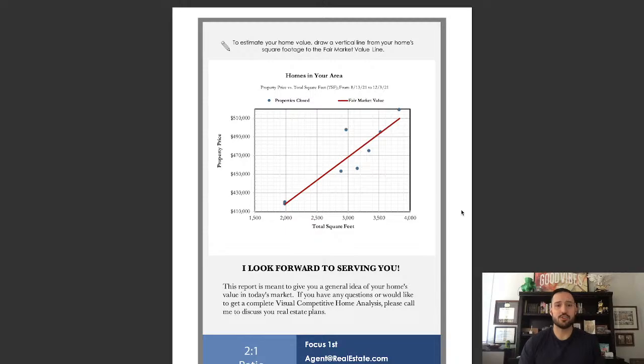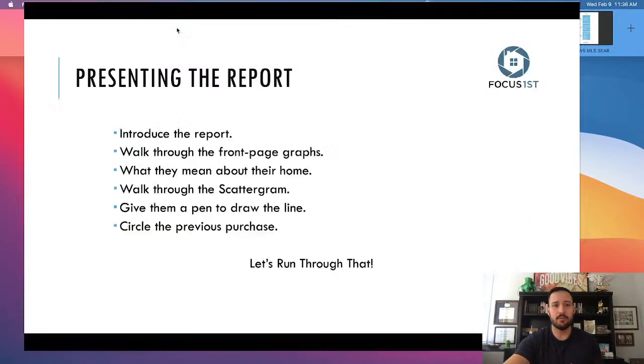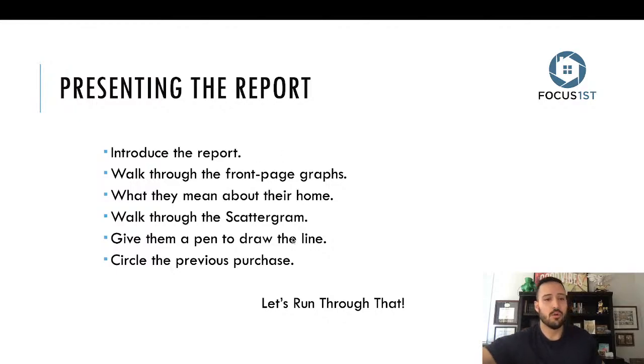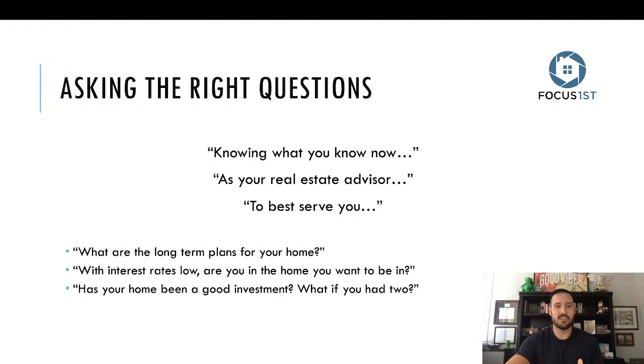Now, I'm going to stop the presentation right there as we jump back, having reached the walkthrough portion where we've walked through the graph, we've walked through the scattergram, and we've gone over some of the takeaways. Now we're on to the next step of the presentation, which is asking the right questions. Asking the right questions is key because the whole point is to have your customers thinking about their future, as well as having that discussion with them of what their plans really are.